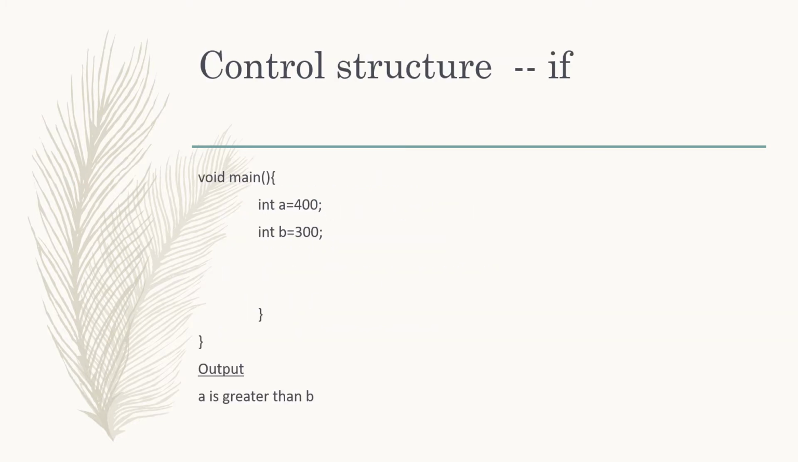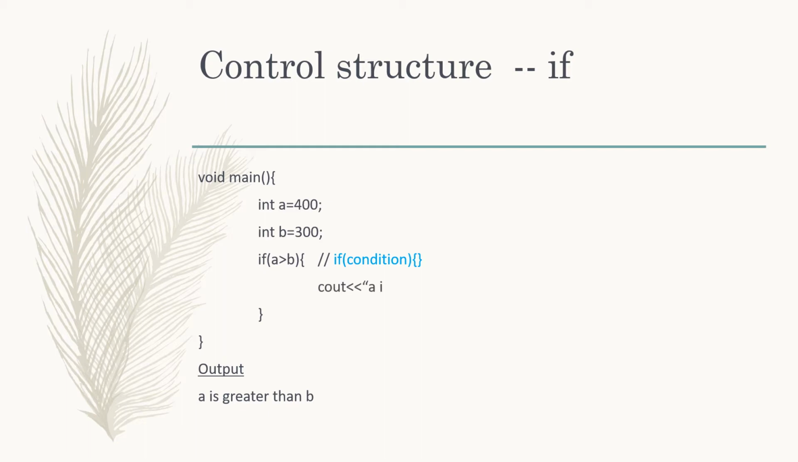Control structure if. If we want certain lines of code to be executed only if a condition is true, that time we will use if. Say for example, void main, int A is equal to 400 and B is equal to 300. Now if I say if A is greater than B, A greater than B is nothing but a condition. If that is true, you will execute cout.